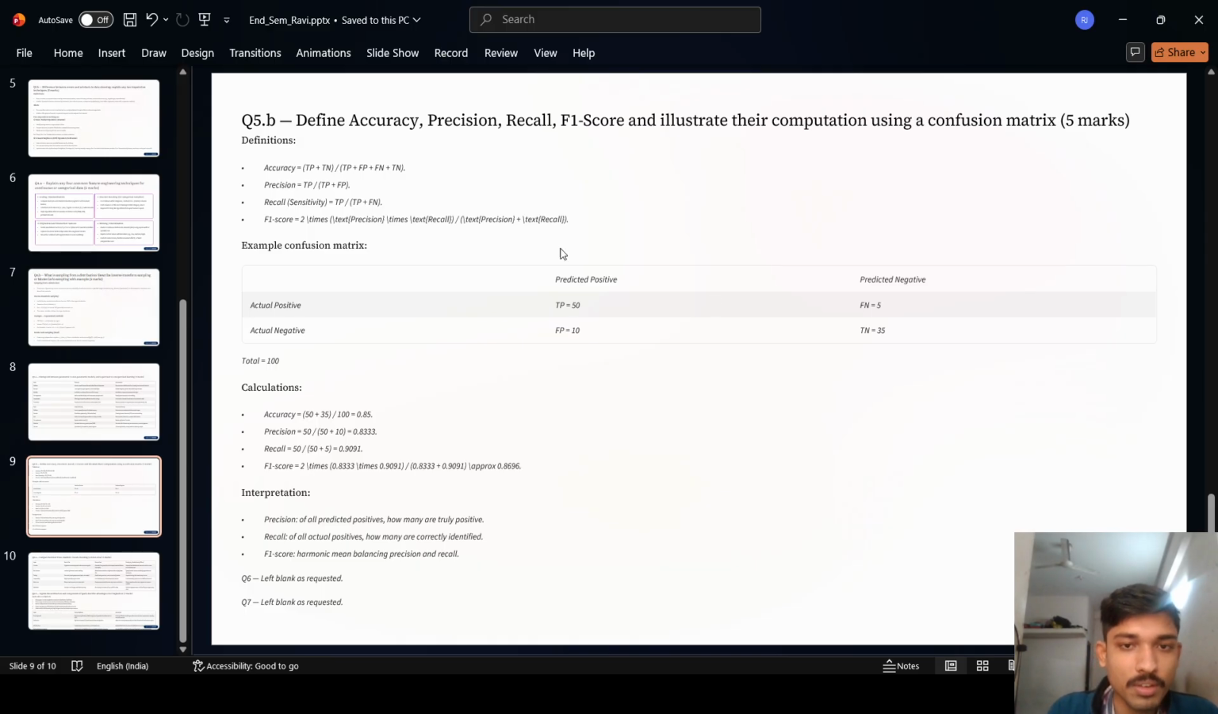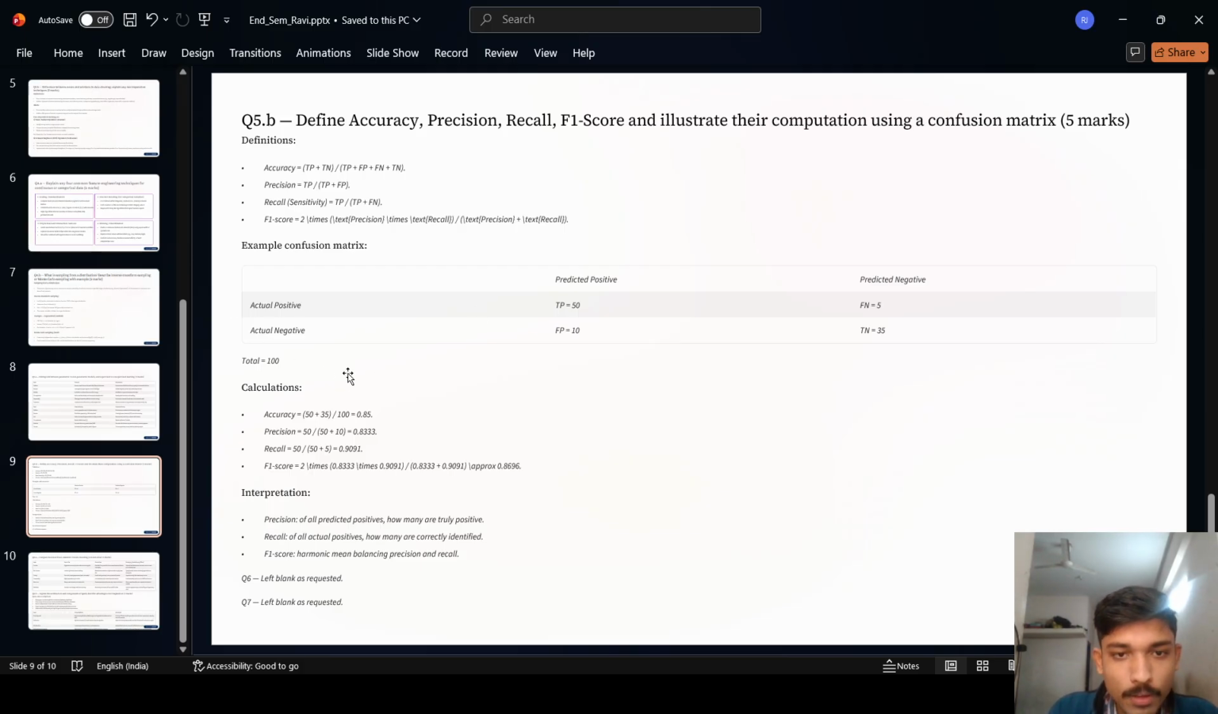So first we will see the formula of accuracy. Accuracy is TP plus TN, where TP means predicted positive and actually positive, and TN means predicted negative and actually negative, divided by all the observations. Precision is TP divided by TP plus FP. FP means predicted positive but actually negative, and FN means predicted negative but actually positive. So recall is TP divided by TP plus FN, and F1 score is the harmonic mean of recall and precision.